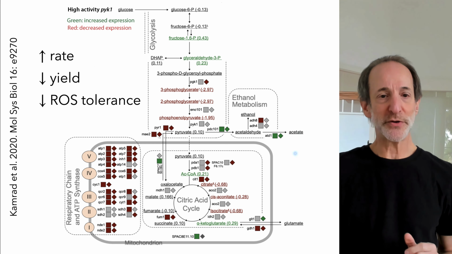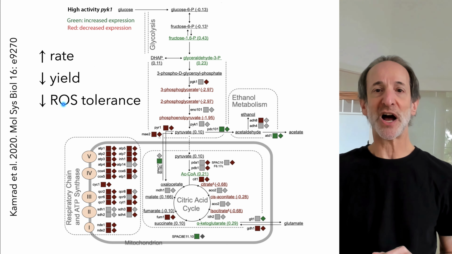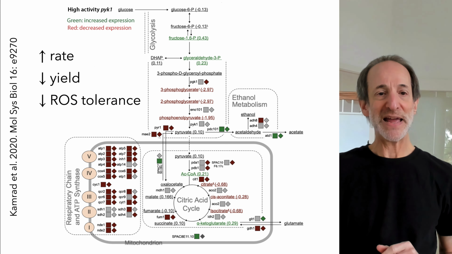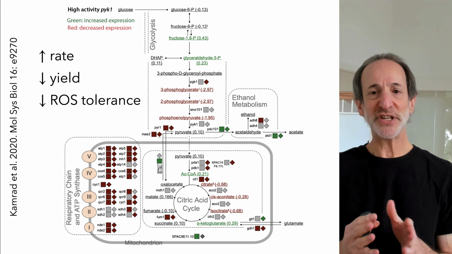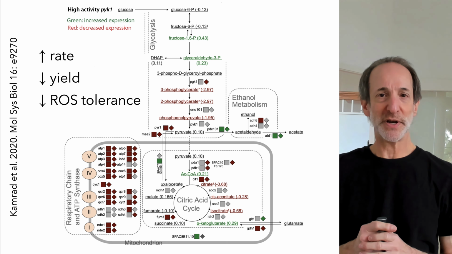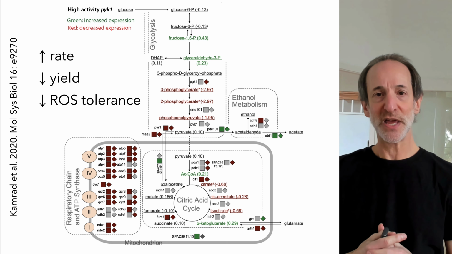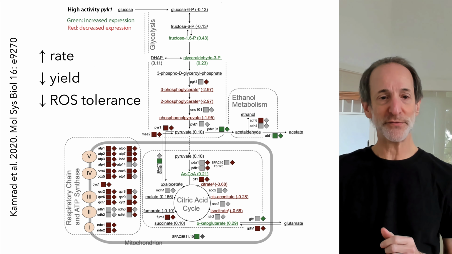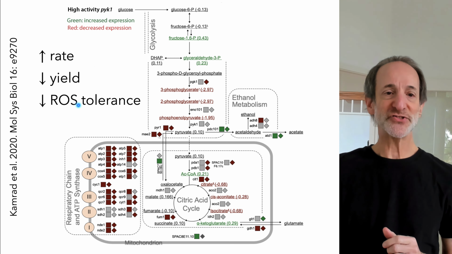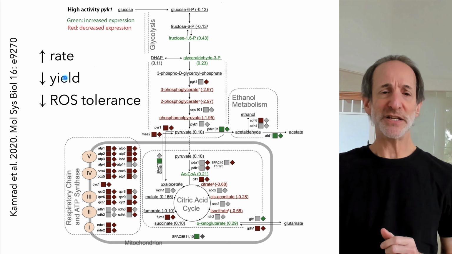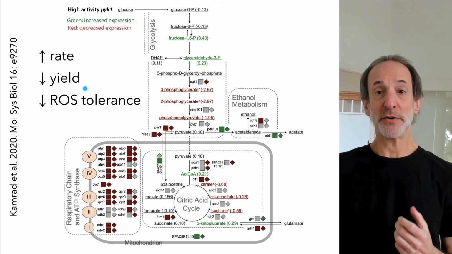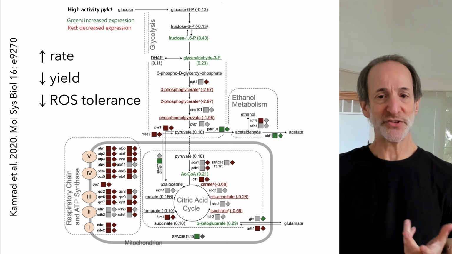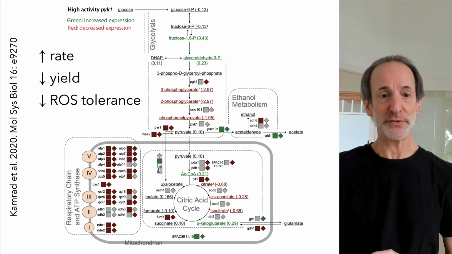Now, interestingly, there was another fitness component that varied, and that was tolerance to reactive oxygen species or tolerance to oxidative stress. The high activity allele with the faster growth rate was less tolerant to oxidative stress. Oxidative stress is a very important selective component in natural habitats, and can vary quite widely. So this can be a very important fitness component. And so this emphasizes that looking at just rate and yield is often quite misleading because these rate and yield components can be coupled with other very important fitness components, in this case oxidative stress tolerance.